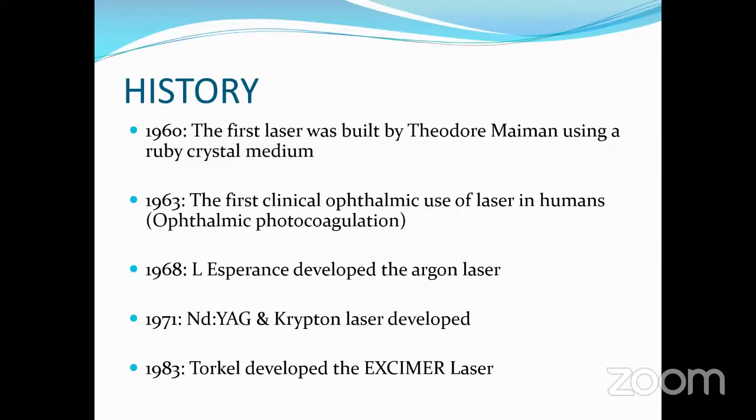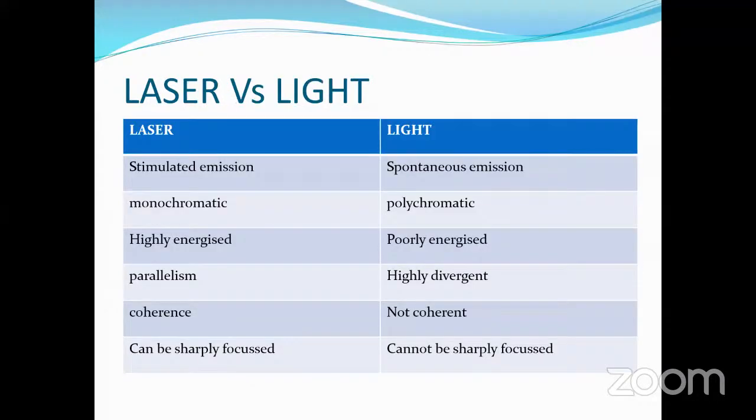In 1960, the first laser was built by Theodor Maiman using a ruby crystal medium. In 1963, the first clinical ophthalmic use of laser in humans was done for photocoagulation. In 1968, L'Esperance developed the argon laser. In 1971, the krypton laser was developed, and Trokel developed the excimer laser. Basically, the excimer laser is used for the LASIK that we're talking about.